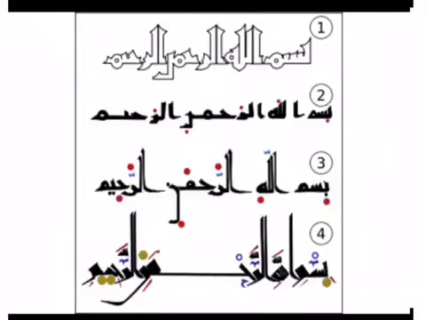In the first line, you see the skeleton script or rasm. In the second line, you see the script with Abul Aswad's dot system for vowels. Here, the dots do not point the consonants, but are actually vowel markers. This system changed. In the third line, you see the points indicating the consonant markers and the red dots indicating the vowel markers. And finally, you see the system that we have today with dots and tashkil.